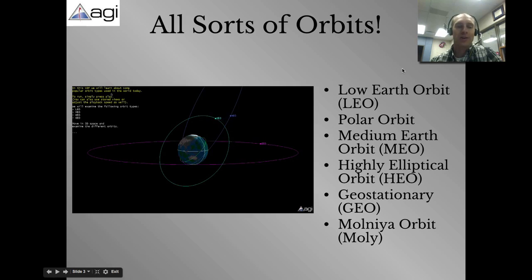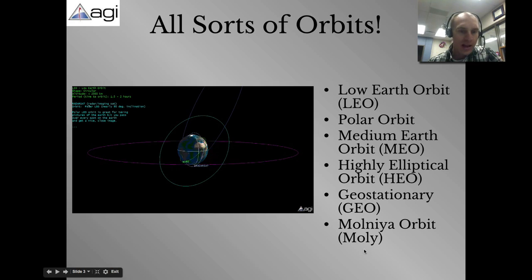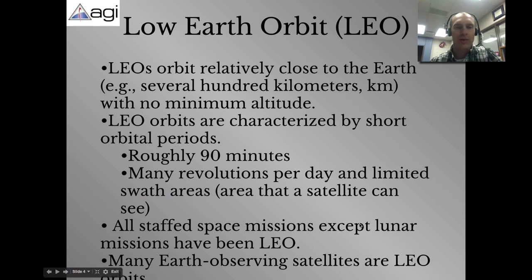So we have all sorts of orbits. If you take a look at this, you can see the low Earth orbit, or LEO, the polar orbit, which is the white one on there, that vertical one. It's not called a PO. It's just polar orbit. The medium Earth orbit, or MEO, highly elliptical orbit, or HEO, and geostationary orbit, or GEO. There's also this Molniya orbit, which is sort of the highly elliptical variety, but there's a specific reason for that one, which we'll get to.